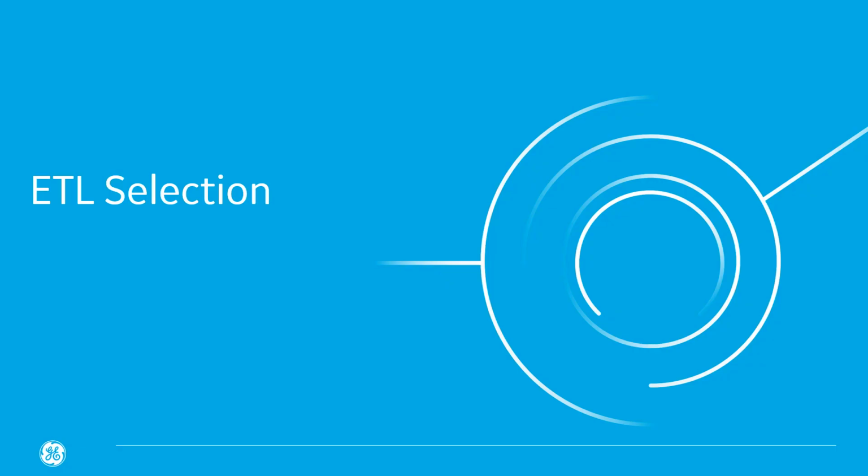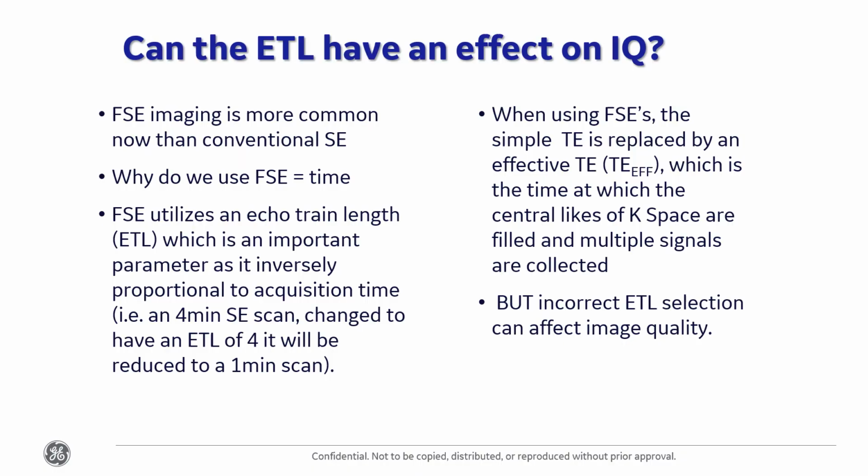So let's go into our first discussion point, the selection of ETL. These days, most sites use fast spin echo imaging. Why do we use it? Well, simply it just comes down to time. Fast spin echo uses an echo train length, which is an important parameter as it's inversely proportional to the acquisition time. For example, if you were running a 4-minute spin echo sequence and you increased it to have an ETL of 4, you've now got a scan time of 1 minute.